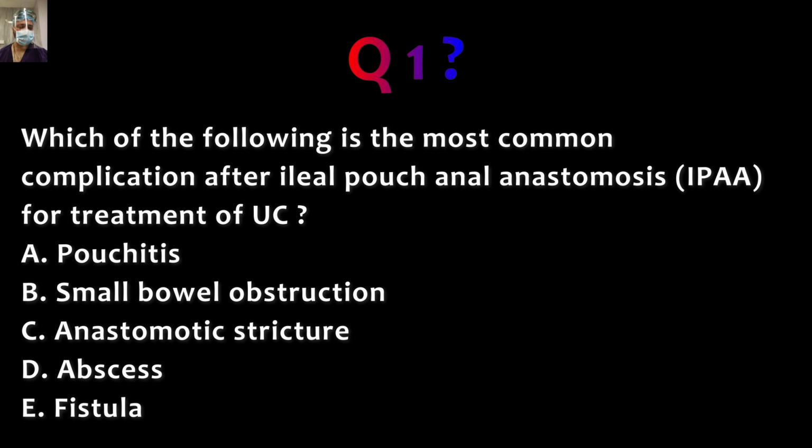And to begin with, I'm posing this question for you guys. Just guess the answer, then we will give the answer at the end of this video. So which of the following is the most common complication after ileal pouch anal anastomosis, abbreviated as IPAA, for treatment of ulcerative colitis? The options are pouchitis, small bowel obstruction, anastomotic stricture, abscess and fistula. So let's dive into the topic per se.